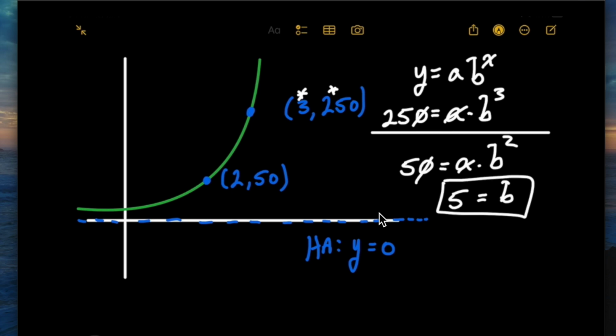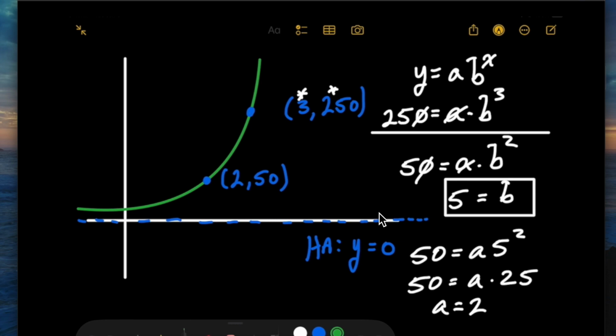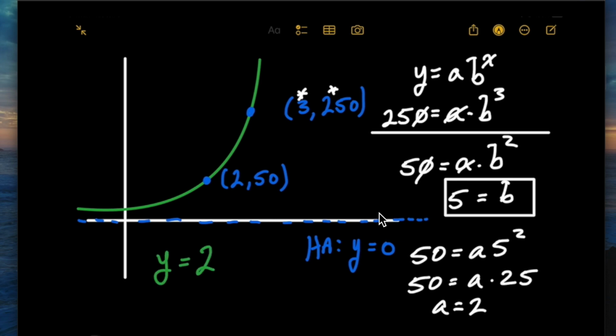Once we have 5 equals b, we can go ahead and plug it into either equation. Let's use this one. 50 equals a times b to the 2nd power. 50 equals a times 25. A equals 2. Our final answer, folks, here in green is y equals 2 times 5 to the x power. Again, no shift left or right, and no horizontal asymptote other than y equals 0.